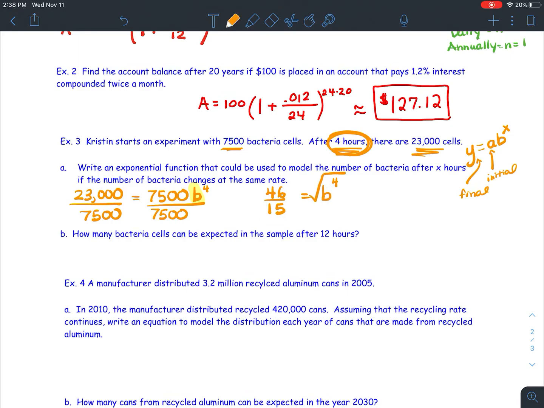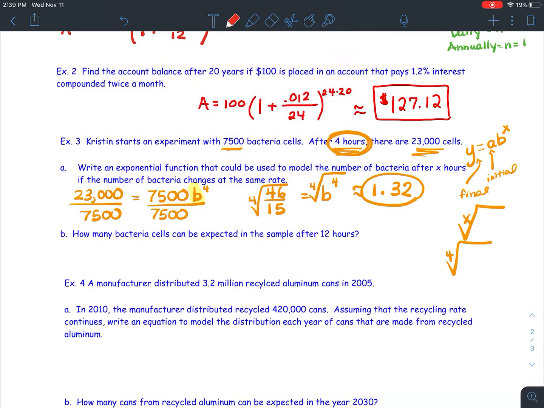Now I want to solve this for B, but this is B to the 4th. So I'm going to need to take the 4th root of both sides here. On the calculator, you're going to press the number 4, then you're going to hit the math button, and you're going to pick the option that has like the little X right there. It should automatically put a 4 in where that X was. And then you would type in, taking the 4th root of the fraction, 46 divided by 15. At this point, it's okay to round. We're going to say that's 1.32.